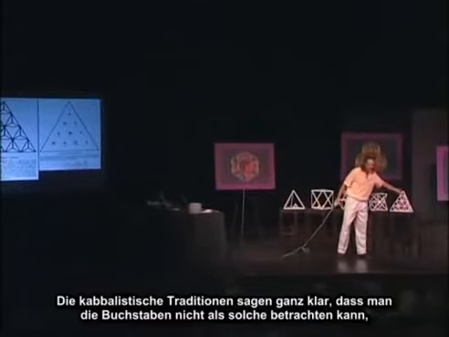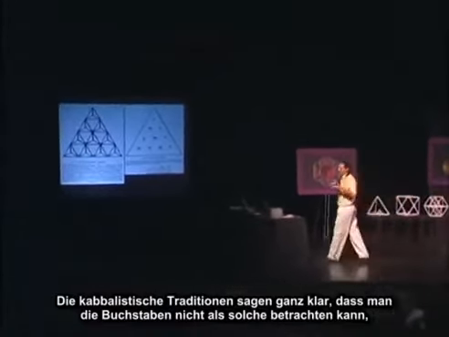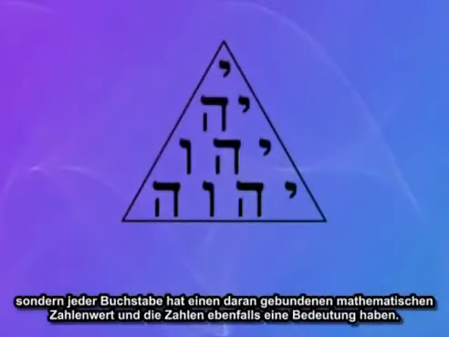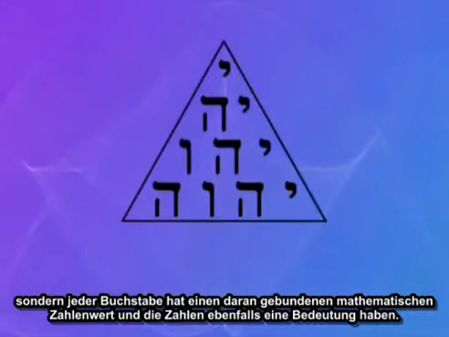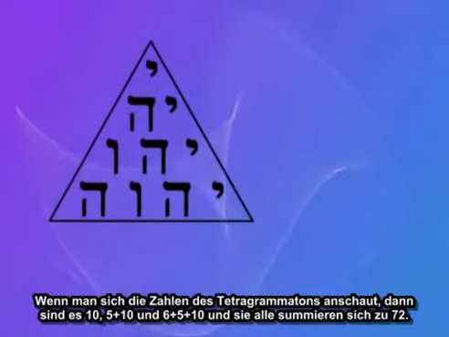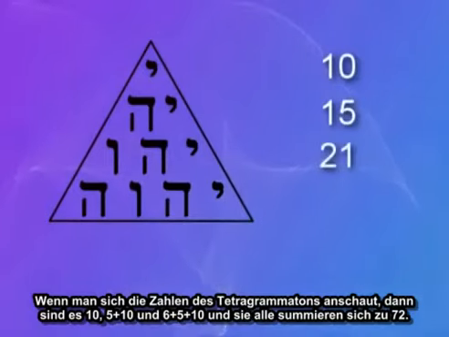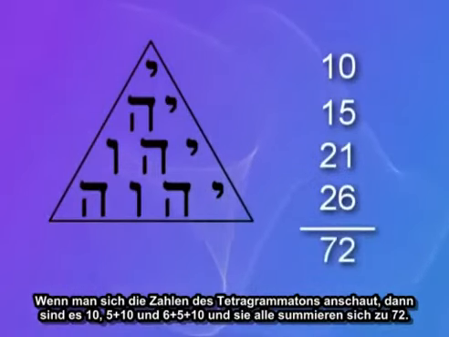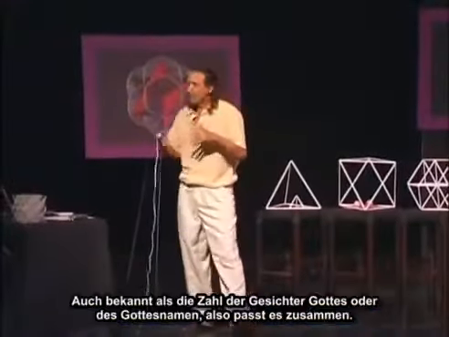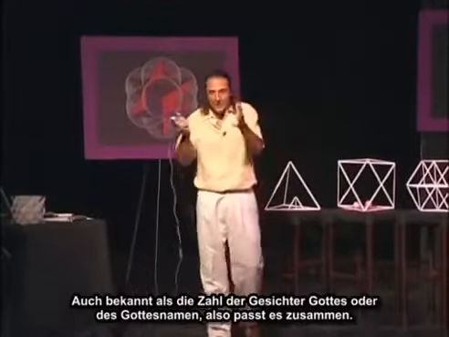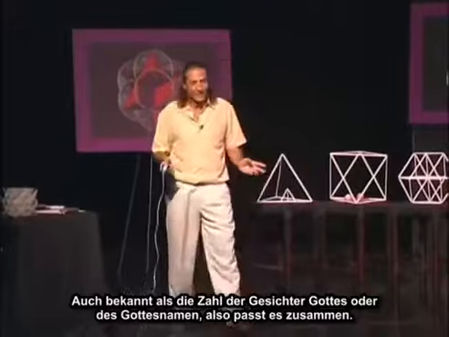And the Kabbalistic tradition is very clear that you shouldn't take the letters at face value, that actually each letter has a mathematical number attached to it, and that it's the numbers that have a meaning as well. So if you look at the numbers of the Tetragrammaton, then it's 10, 5, 10, 6, 5, 10, and 5, 6, 5, 10, and they all add up to 72. And sure enough, in the Bible and various texts, you find that the number of God is 72, or the number of faces of God, or the great name of God is 72. So it all works. It's really nice.